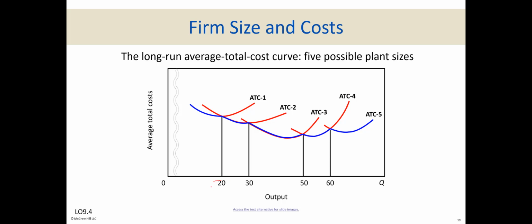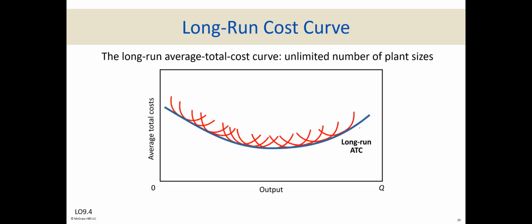Let's say if the output is 20, short run average total cost curve looks like this. If the output is 30, you have another short run average total cost curve, and depending on the output size, you have different short run average total cost curves. And here the long run average total cost curve is passing through the minimum points of all these short run average total cost curves. Here you can see that the long run average total cost curve has an unlimited number of plant sizes, and it passes through the minimum points of these average total cost curves in the short run.